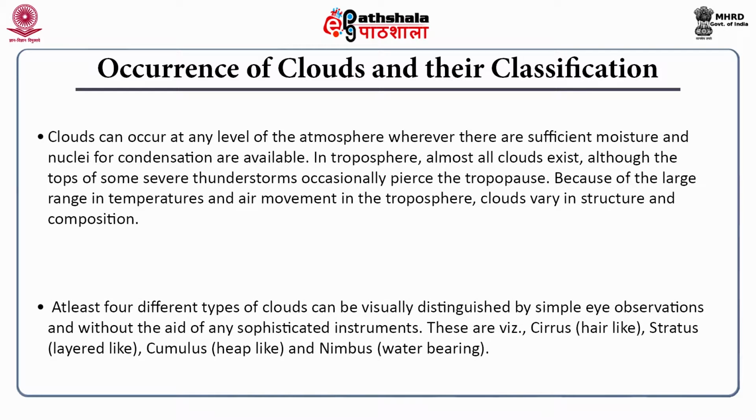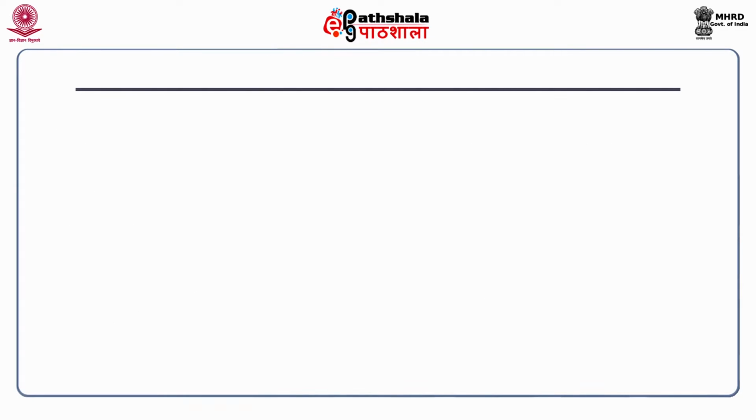At least 4 different types of clouds can be visually distinguished by simple eye observation and without the aid of any sophisticated instruments: cirrus, which is hair-like; stratus, which is layered-like; cumulus, which is heap-like; and nimbus, which is water-bearing. Now, we will see the origin of cloud classification.